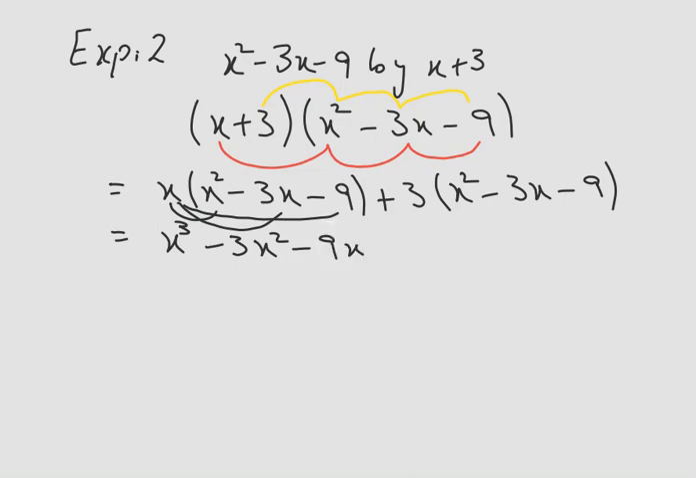Now let's move to the other term, that is plus 3. Now plus 3 multiplied with x square, we will get 3x square. Now 3 will be multiplied with minus 3x, so we will get minus 3 3s are 9, so minus 9x.